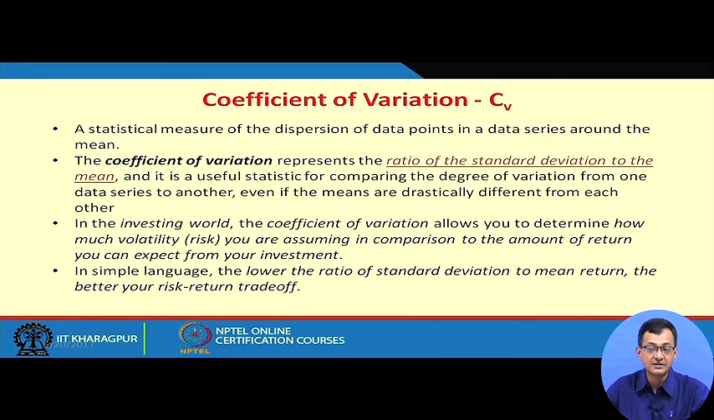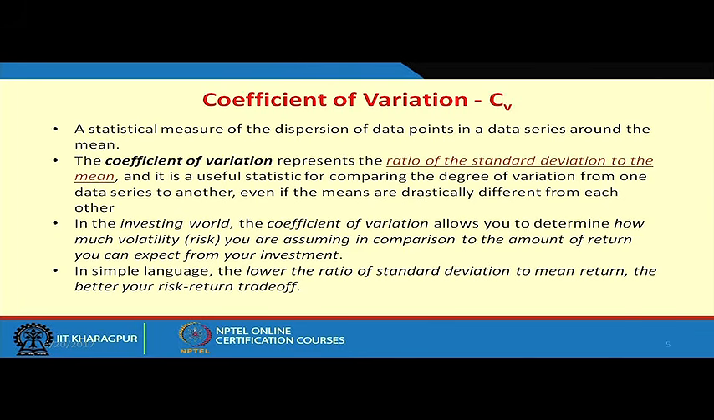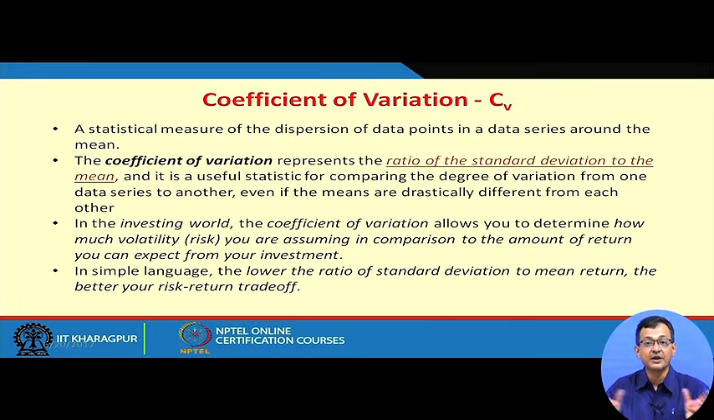So it is standard deviation, sigma, divided by mu, the mean. It is a useful statistic for comparing the degree of variation from one data series to another. I can say whether the coefficient of variation of this data series is more than, less than, or equal to another data series. This is a good measure to look at, even if the means are drastically different, and we can still compare two data series. The CV gives me an idea of how the behavior of these two data series compares.